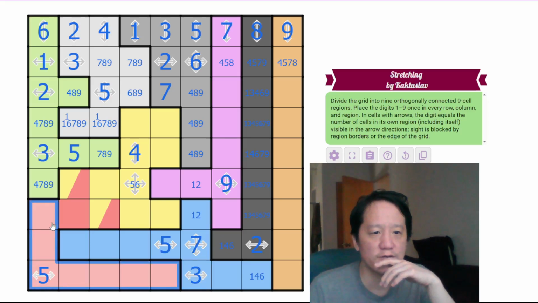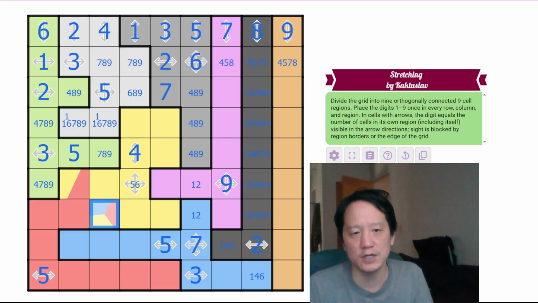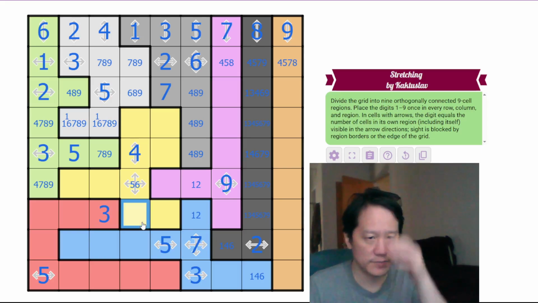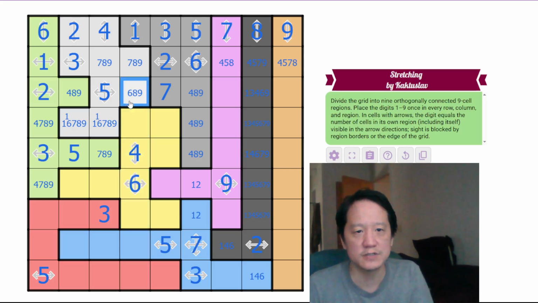3 has to be in the red region, and 3 cannot be here, here, or here. Therefore, this must be 3 here, which means this can't be red. That's yellow. So we now have all the regions, and this must be 3. This sees 6 cells, so this is 6, which eliminates 6 here.